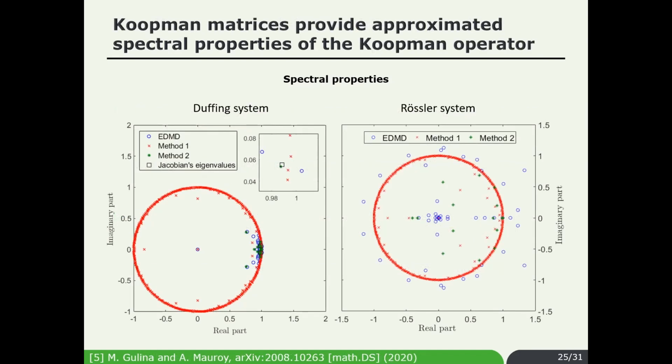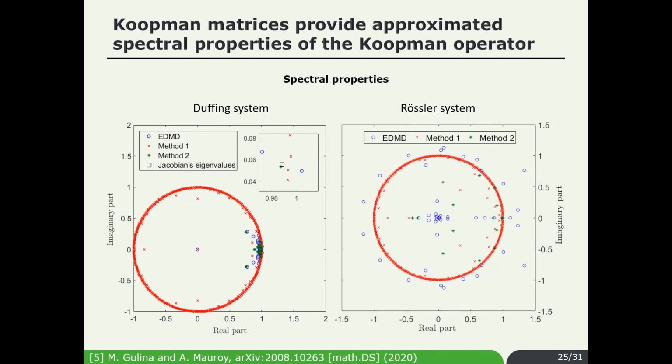Now, we show an approximation of the spectrum of the Koopman operator for the Duffing system and the Rossler one. In both cases, the EDMD method generates many eigenvalues at the origin due to the rank deficiency of the Koopman matrix. Our methods are characterized by less redundancy in the dictionary functions, and in particular, the second method provides a full rank matrix. The second method yields eigenvalues around 1 and inside the unit circle for the Duffing system. It yields more scattered eigenvalues inside the unit circle for the Rossler system.